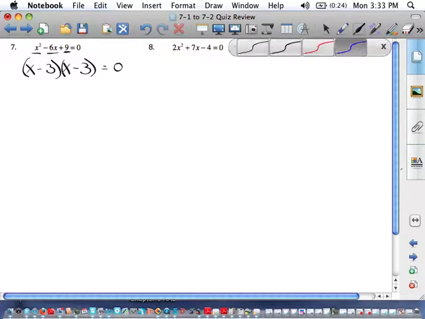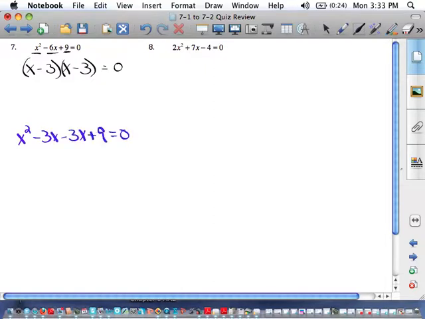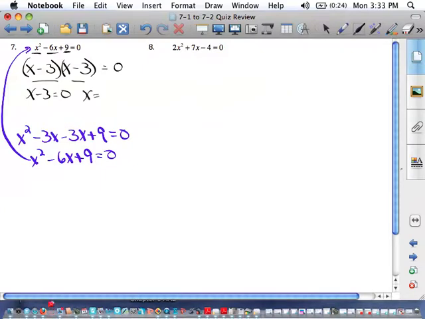So let's FOIL that back and check. x squared minus 3x minus 3x plus 9 equals 0. So x squared minus 6x plus 9 equals 0. And of course, that means I have solved it correctly. Now this time, I have when x minus 3 equals 0, these are the same. So there's only one solution, and that is when x equals 3. So when x is equal to 3, this equation would be true. x squared minus 6x plus 9 would be equal to 0.